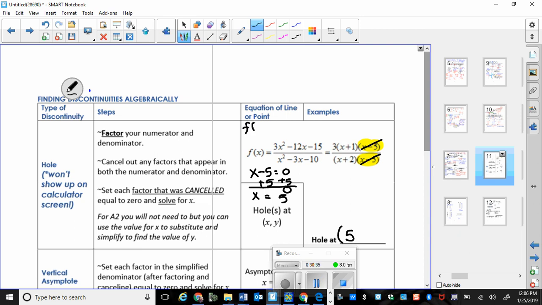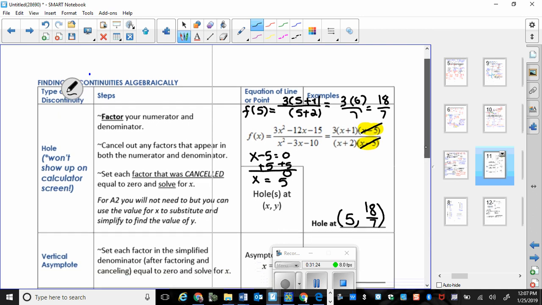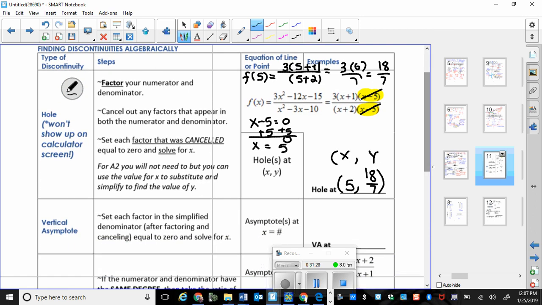So f of 5 equals what's left, 3 times 5 plus 1 over 5 plus 2, whatever's left when you cancel it out. 3 times 6 over 7 equals 18 over 7. So here is my y value, 18 over 7. But you have to take away the x minus 5 first to find that hole, to find the y value here. This is x, this is y. There's my hole.